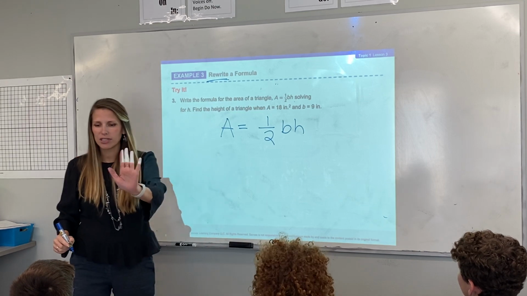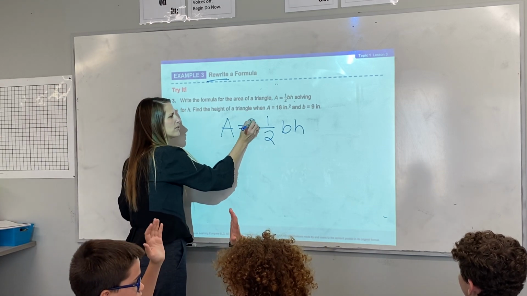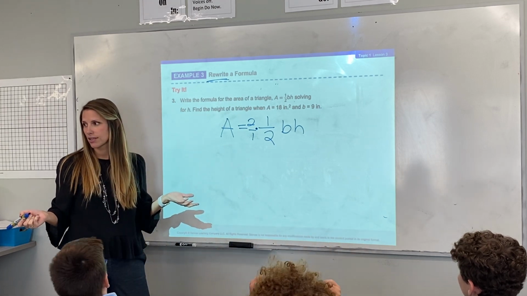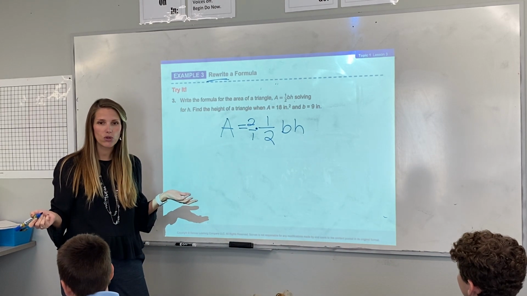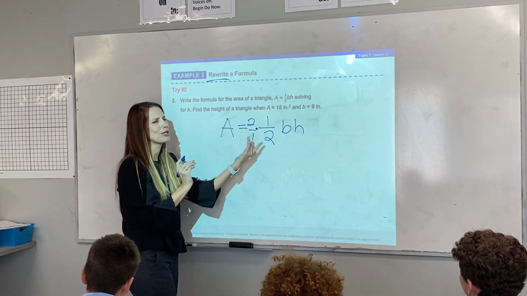Yes, multiplied by the reciprocal. That's really good. So, what's the reciprocal of 1/2? 2/1, also known as the whole number 2. Thank you very much. I can write it as 2/1 because it's so cute when they're reciprocals.